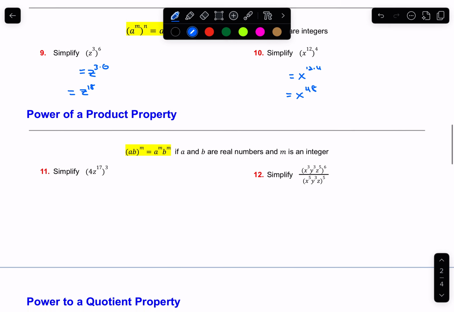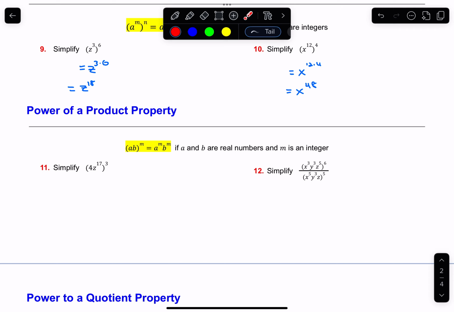The power of a product rule, very closely related, just allows us to distribute this exponent to both things inside. So if we have a times b on the inside and an exponent of m, we multiply that m by both things that are on the inside. So we'll end up with a to the m times b to the m, where again that m goes to both things inside. Please remember that this is a product inside.